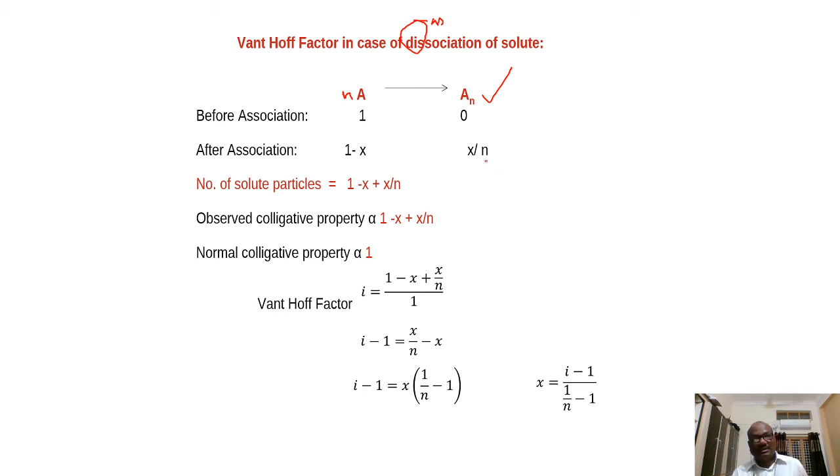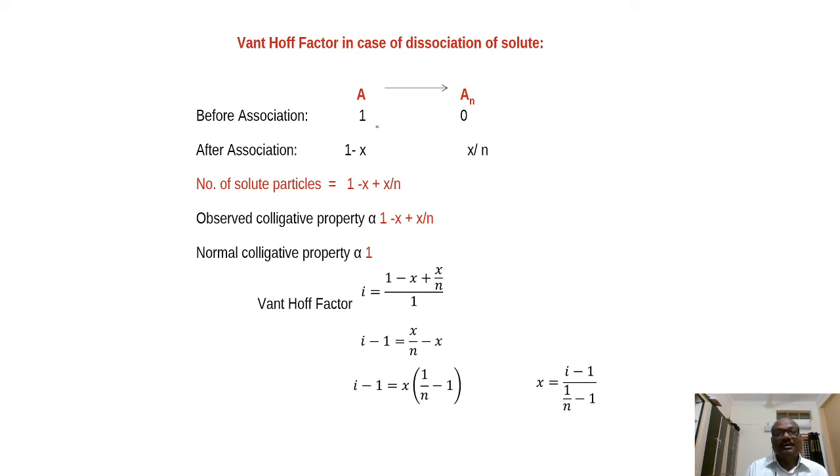Suppose 10 molecules of acetic acid are associating as dimers. You see how many particles will form? 5, that means 10 by 2 for dimerization. For trimerization, it is 10 by 3, like that we can see. So x is undergoing association. That's why the number of particles forming after association will be x by n. n is the number of particles associated. For dimerization, n is equal to 2. In trimerization, n is equal to 3, and so on.